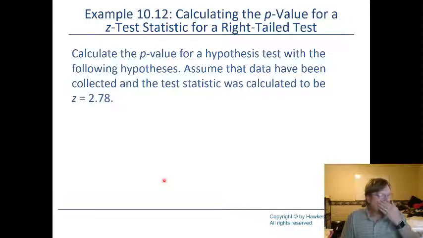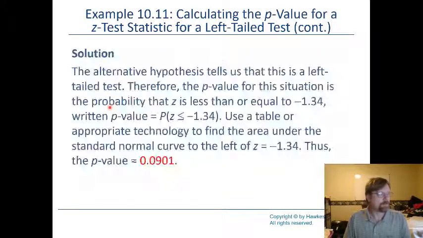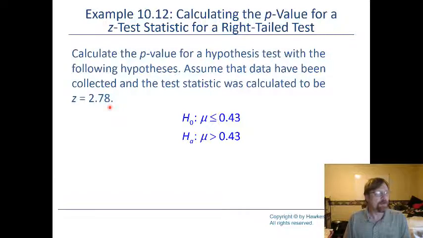Excuse me. We can do this again. We've got a test statistic of 2.78. Our null hypothesis is that the mean is less than or equal to 0.43. The research hypothesis is that the mean is greater than 0.43.